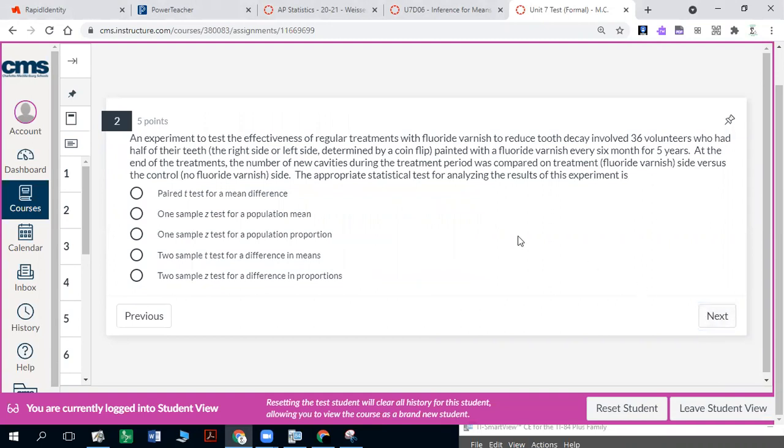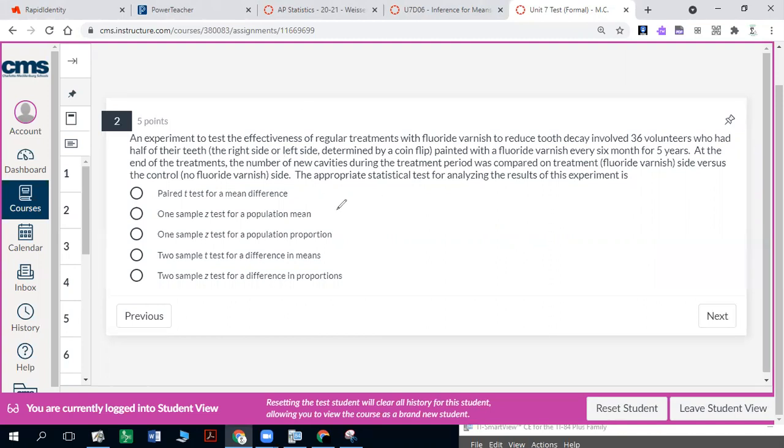All right, number 2, an experiment to test the effectiveness of regular treatments with fluoride varnish to reduce tooth decay involved 36 volunteers who had half of their teeth, the right side or left side, determined by a coin flip, painted with a fluoride varnish every 6 months for 5 years. At the end of the treatments, the number of new cavities during the treatment period was compared on the treatment fluoride varnish side versus the control no fluoride varnish side. The appropriate statistical test for analyzing the results of the experiment?